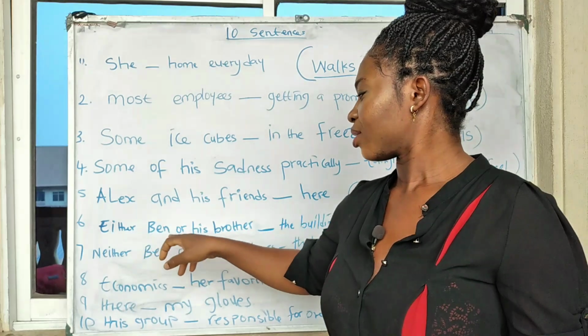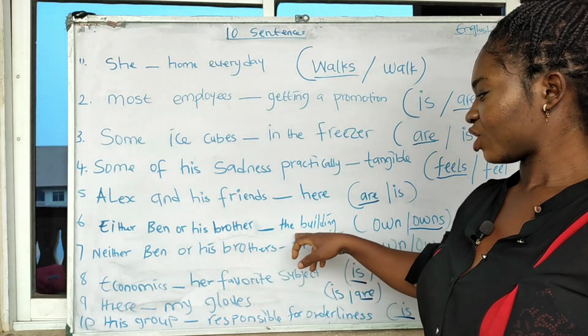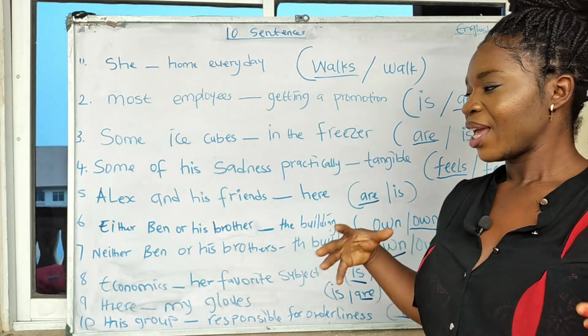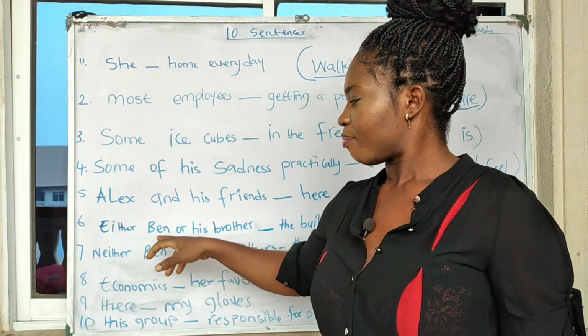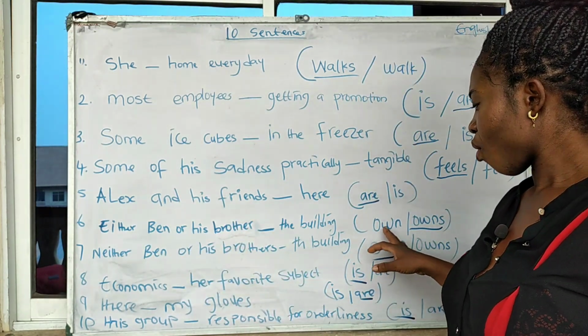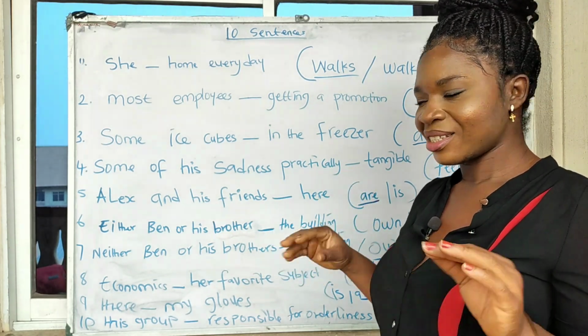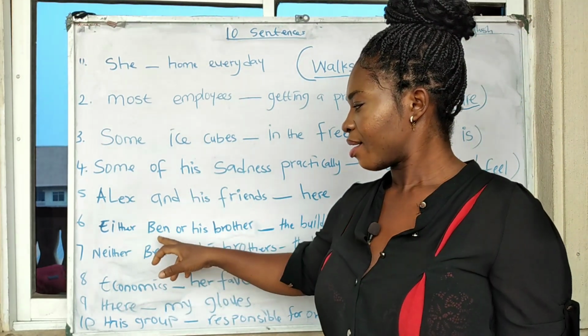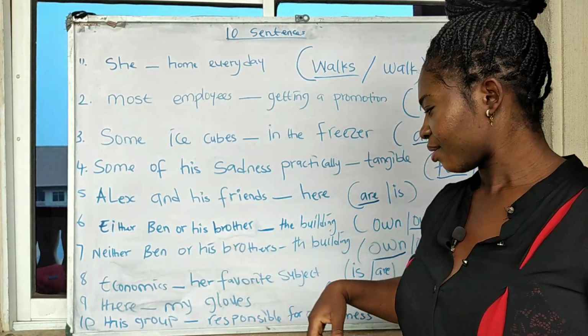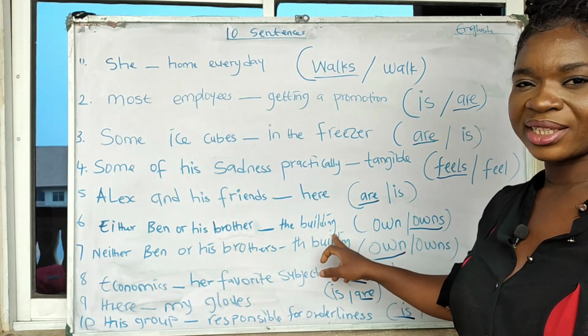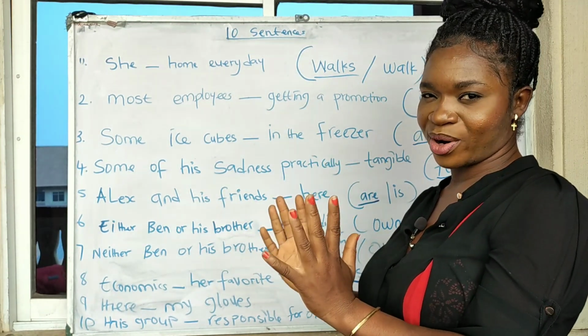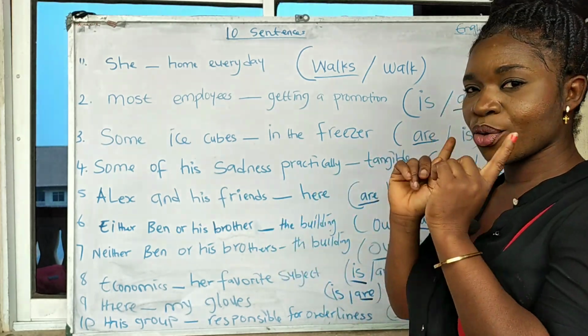So either Ben or his brother dash the building, owns the building. If I say either Ben or his brother own the building, it's kind of not balanced. But when I say either Ben or his brother owns the building, it rhymes very well. Okay, so that's rule number 1.